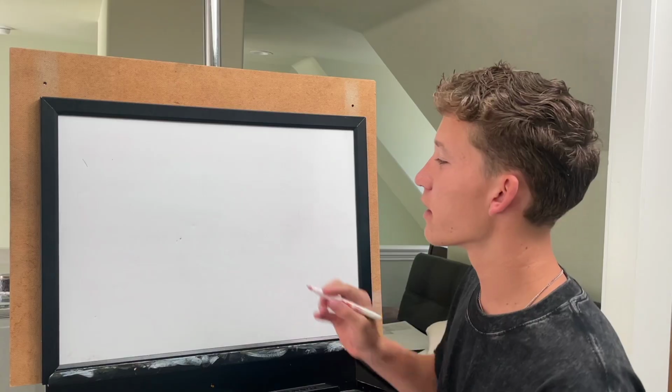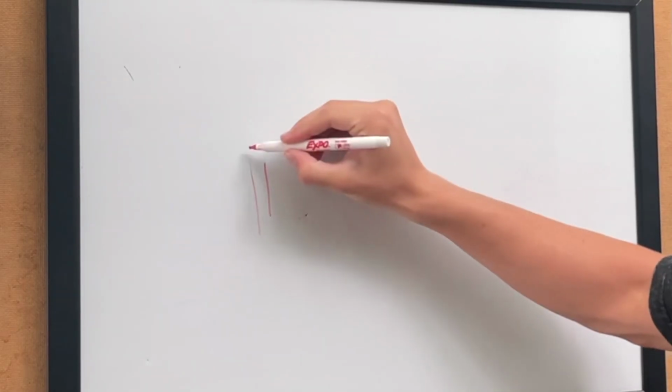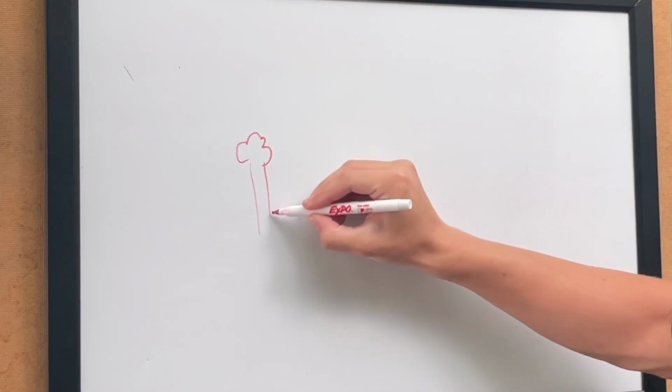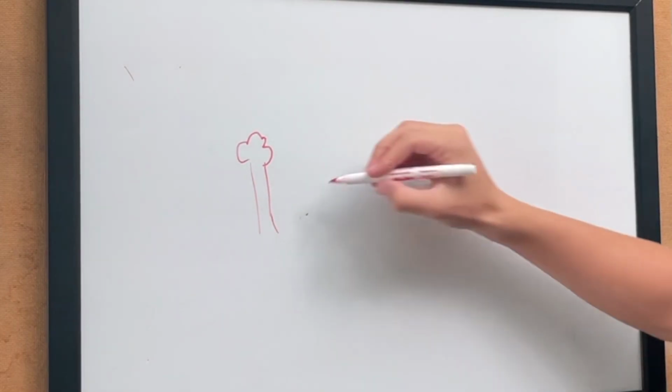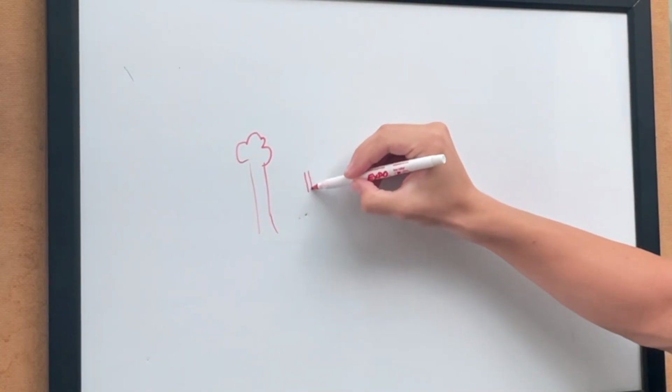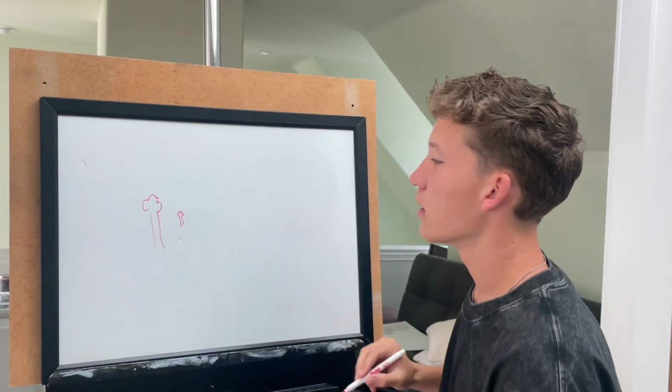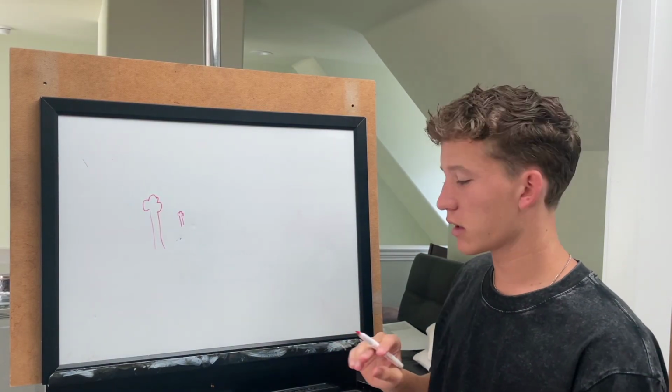For example, if I had a tree here, and I wanted to draw a tree that looks like it was behind it, I would just need to draw a tree that was smaller. Because it's further away, it's going to be smaller, and then it makes it look like it's behind it.